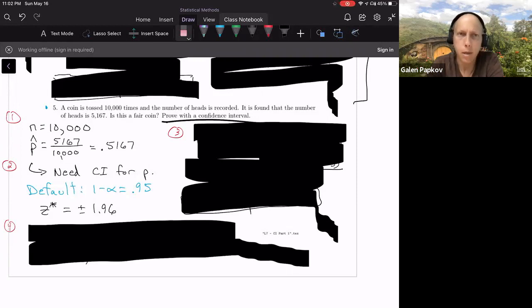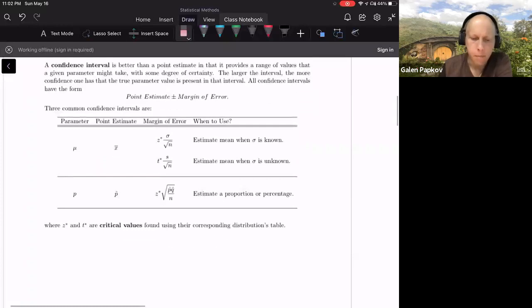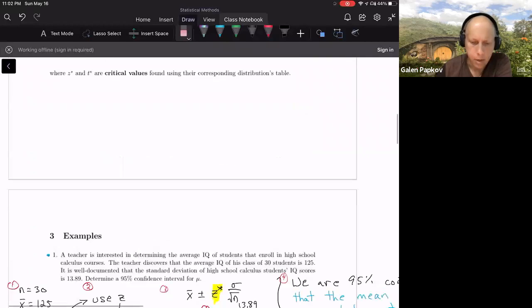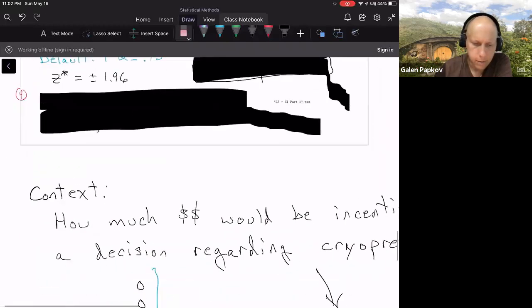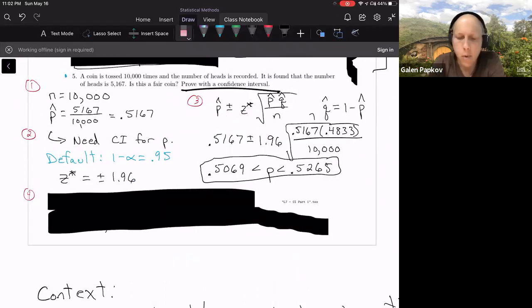And then we could plug in to the appropriate formula, which, just scrolling back up here, I'm looking at the 3rd line in the table: p hat plus or minus the margin of error, z star times the square root of p hat q hat over n. So that's the one I'm going to be using. And when you do that, what happens? Well, remember that if p hat is 0.5167, q hat is 1 minus that. So that gives you 0.4833, which you see in the top right of the square root term. And when you compute this, you get p is between two values.